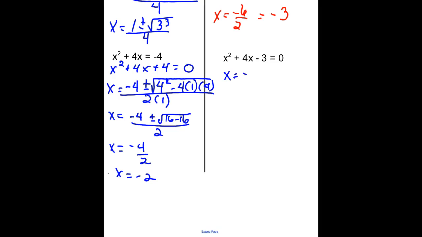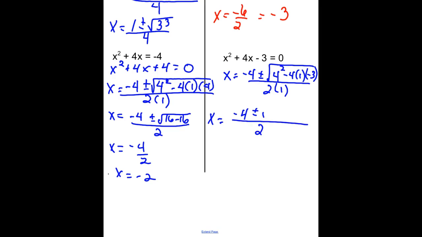Okay. On our last one here, we've got x equaling the opposite of b plus minus square root b squared minus 4 times a times c all over 2 times a. What do we end up with inside our square root? We end up with 16 plus 12, right? Subtracting a negative 12, we're really adding 12, which makes it a 28.